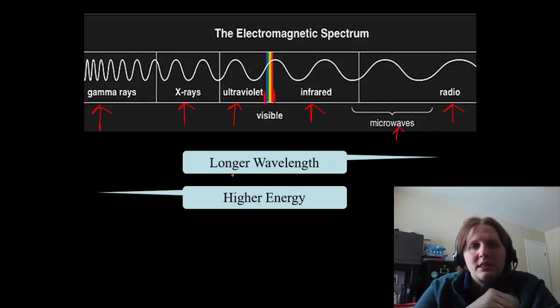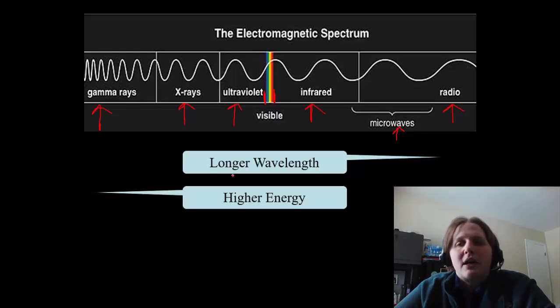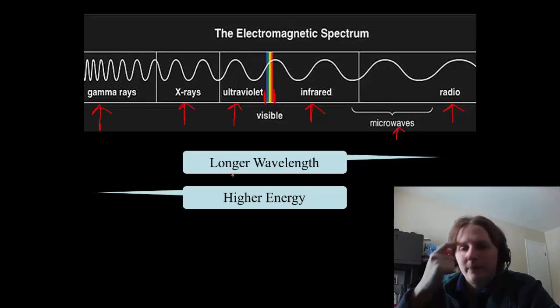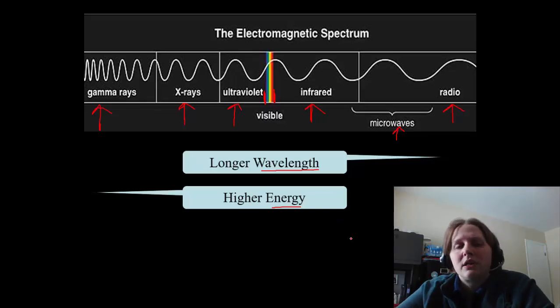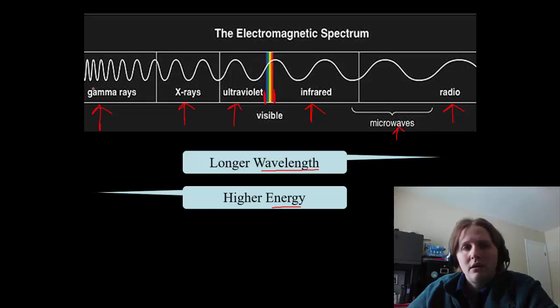So those are the 6 bands of light. 7 if you want to count microwaves, in order, sorted by energy. It's also sorted by wavelength, and it's not up here, but you could also sort it by frequency. Right? The gamma rays have the highest frequency, all the way down to radio waves, which is the lowest frequency. So all 3 of these ways, let me put frequency in here.